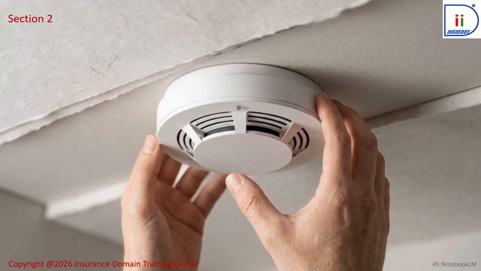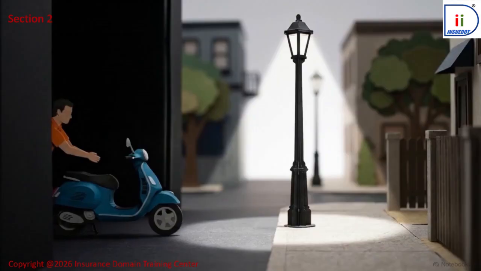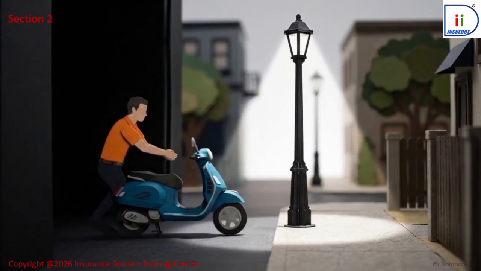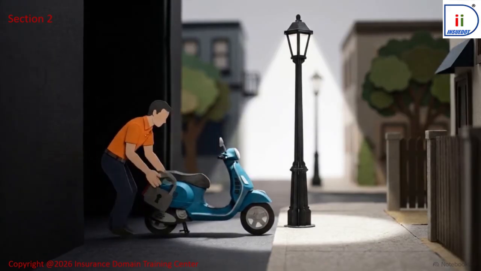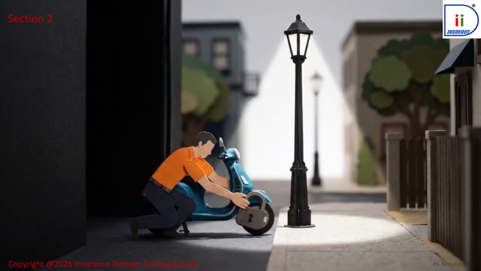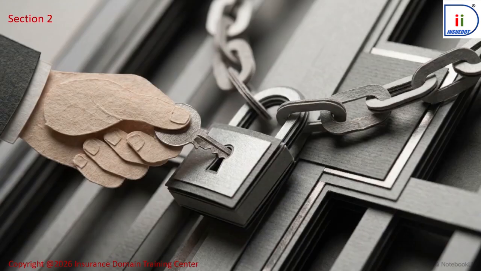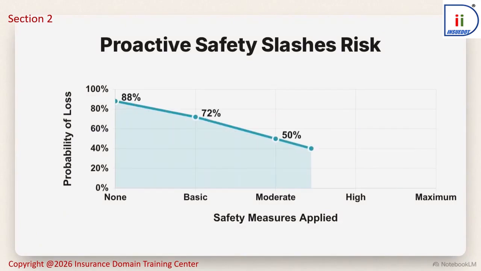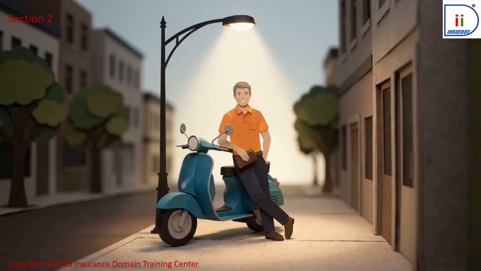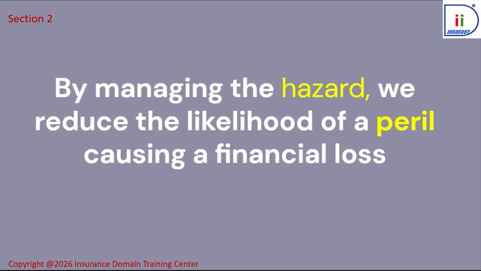We can't always prevent a fire, flood, or accident from happening, but we can often reduce the hazards around us. When Rahul moves his scooter from a dark alley to a well-lit parking area, he is removing a hazard. By managing the hazards we can control, we reduce the likelihood of a peril causing a financial loss, helping protect both our property and our finances.